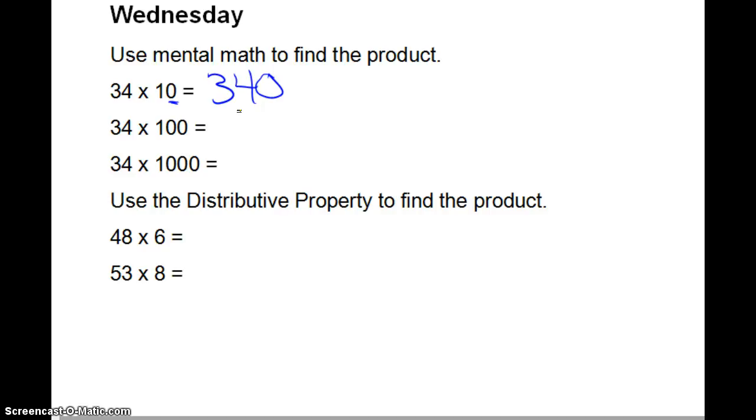So we'll have a pattern with this one. There's 2 zeros in 100. 1 times 34 is 34. And we add those 2 zeros here. Put the comma after those first 3 places to mark the hundreds period.